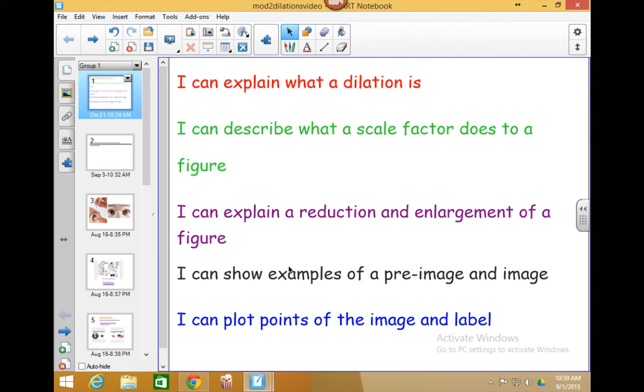The learning targets for this lesson are: I can explain what a dilation is, I can describe what a scale factor does to a figure, I can explain a reduction and enlargement of a figure, I can show examples of a pre-image and image, and I can plot points of the image and label.